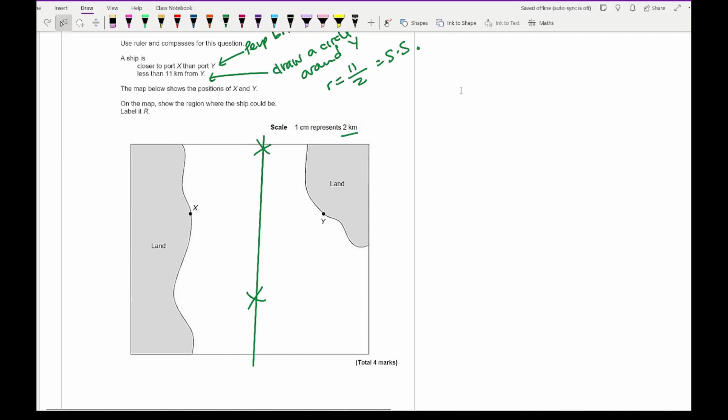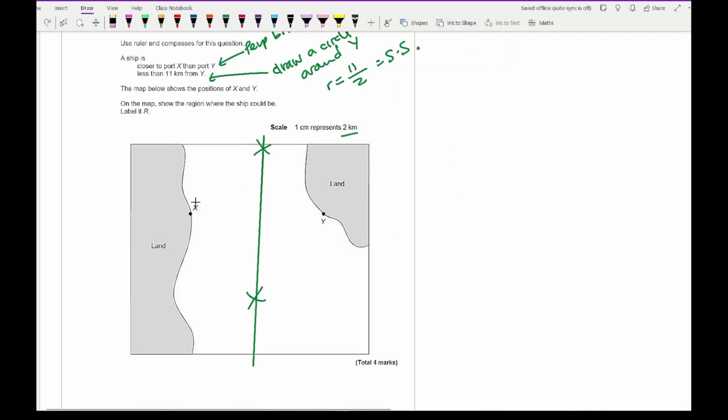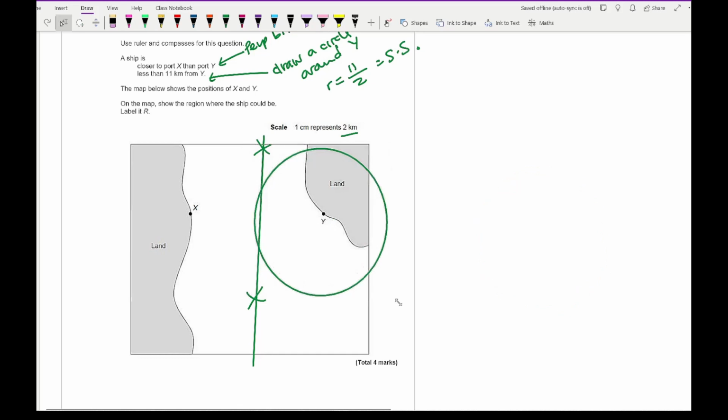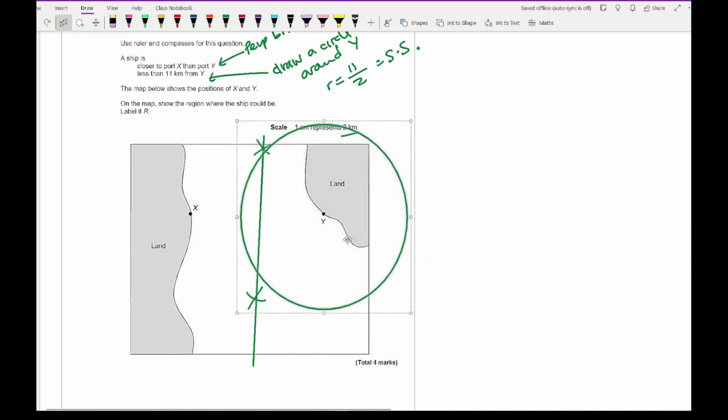And then we need to draw our circle from Y. Let me just emphasize that. So you should have something that looks like this, and that radius there is 5.5 centimeters, and we want the bit that's closer to X, so it should be this region here.